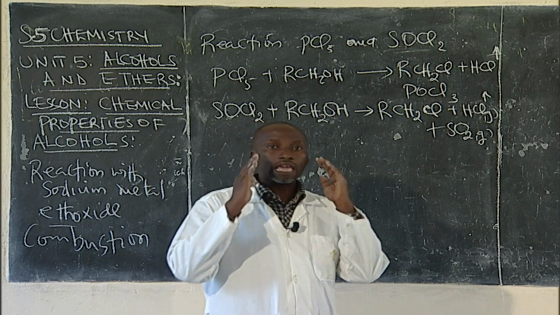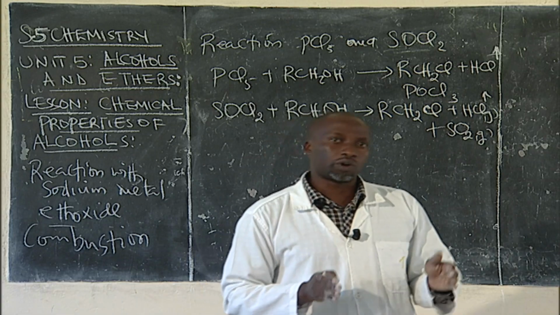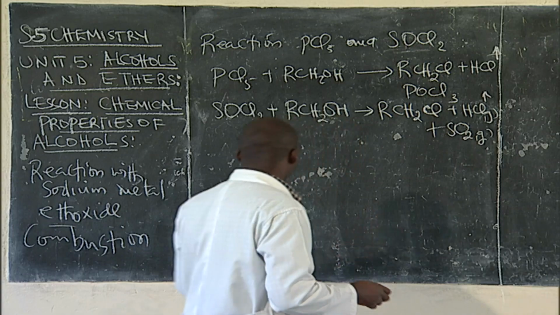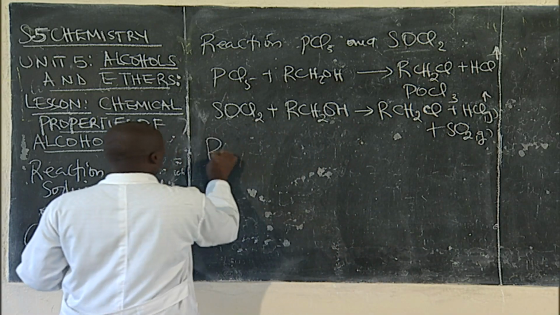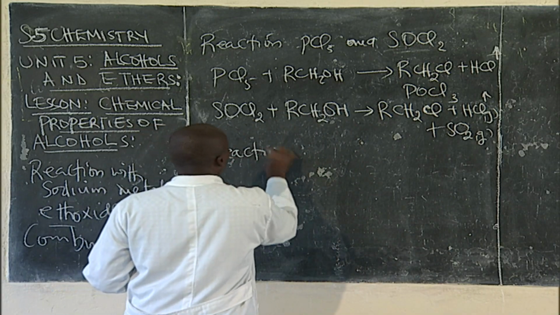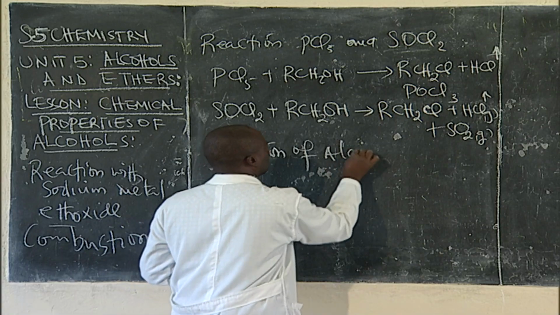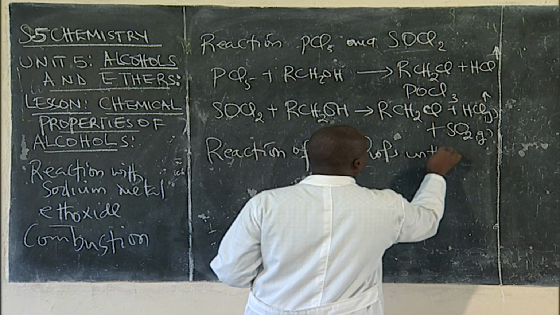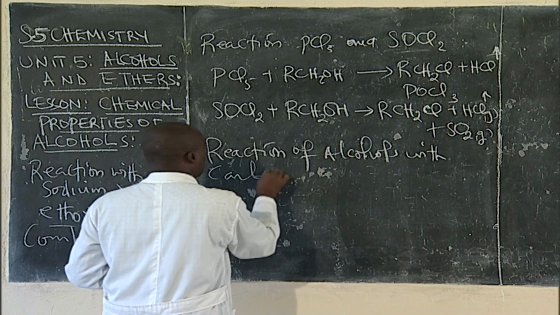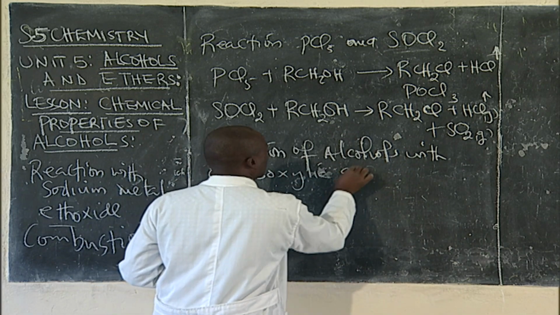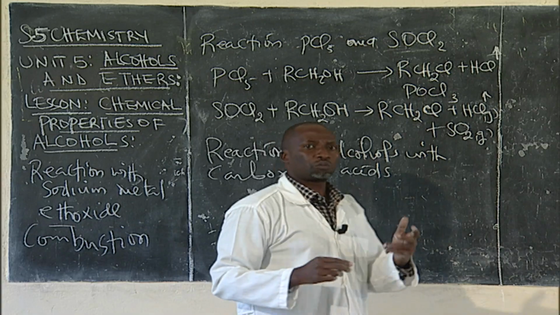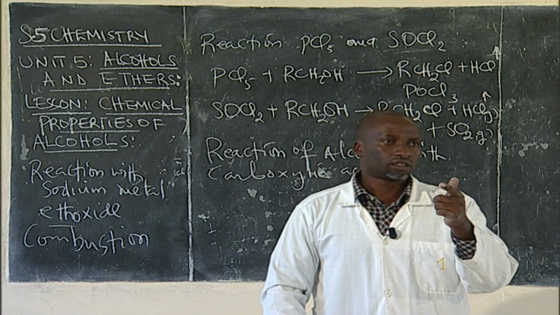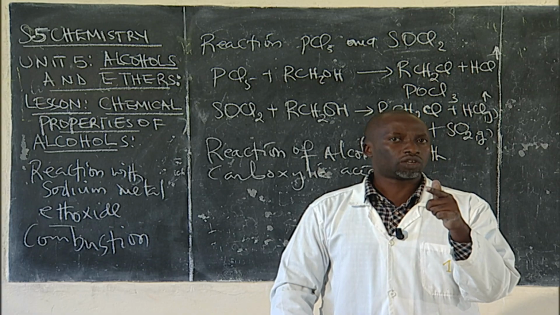So I said we are still continuing with the chemical reactions of the alcohols. Let us look at the reaction of alcohols with carboxylic acids. I mentioned a little bit about this reaction. If you remember, I mentioned the product. Do you remember the product that I mentioned?